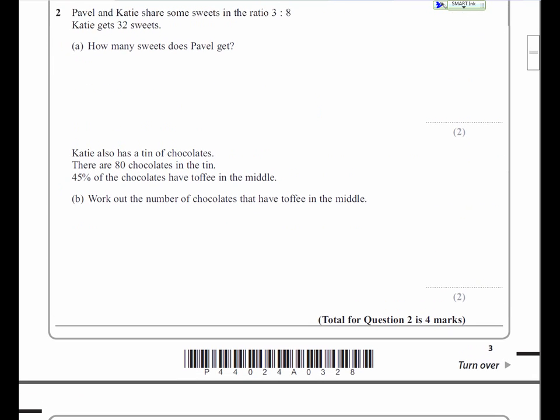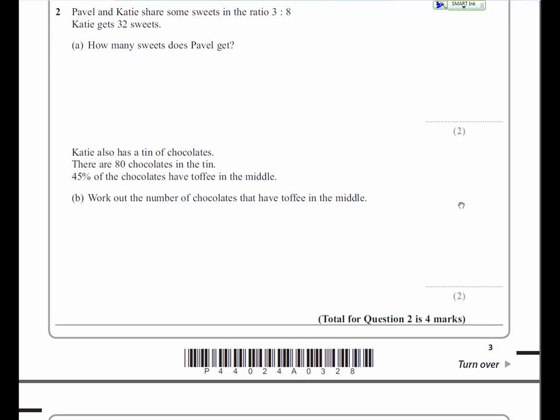Clear ink. Question 2. Pavel and Katie share some sweets in the ratio 3:8. So, poor Pavel only gets 3 sweets every time that Katie gets 8 sweets. Don't ask me why, that's an agreement they've come to. Katie gets 32 sweets. So 3 to 8, Katie has 32, and I guess we want to know how many Pavel gets.